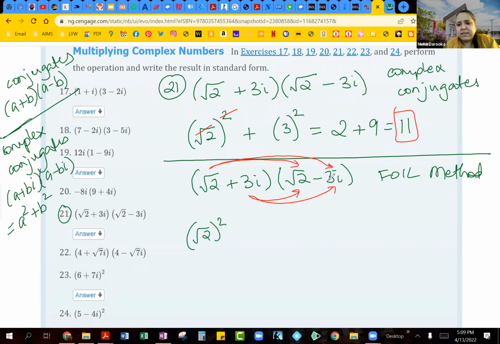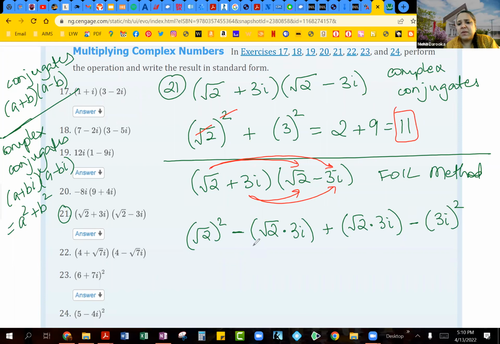Let's see, this is positive multiplied with a negative. So you will end up with a negative square root of 2 times 3i for the middle. Then, these are both positive, so this one will be square root of 2 times 3i. And then for the last one, positive times negative is negative, and we will be doing 3i times 3i, so 3i squared. Now in the middle, if you want, you can go ahead and simplify this.